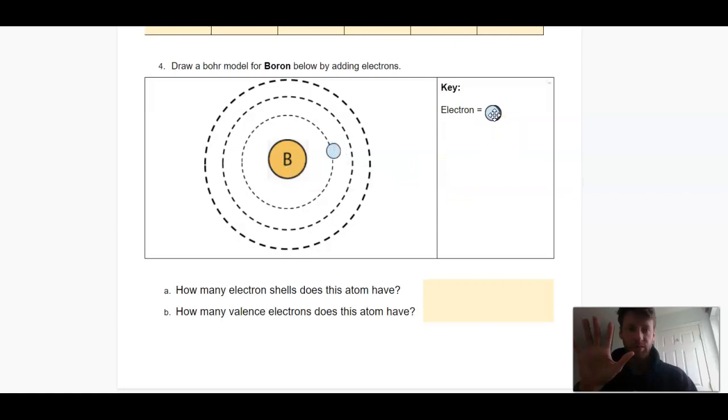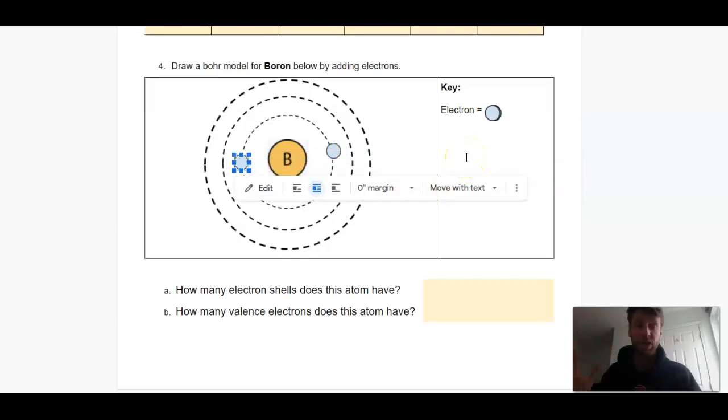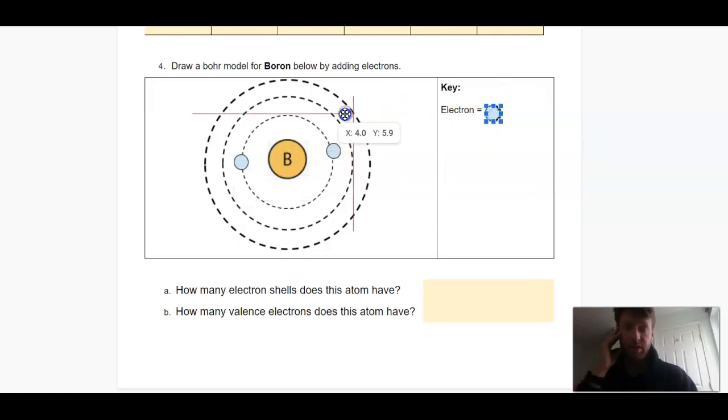1, 2, and I'm putting those in the first shell, but now the first shell's full. So I have 3 more electrons I have to do something with. So let's move those to the next shell. 1, 2, and 3. Now, it's okay however you want to space these out.